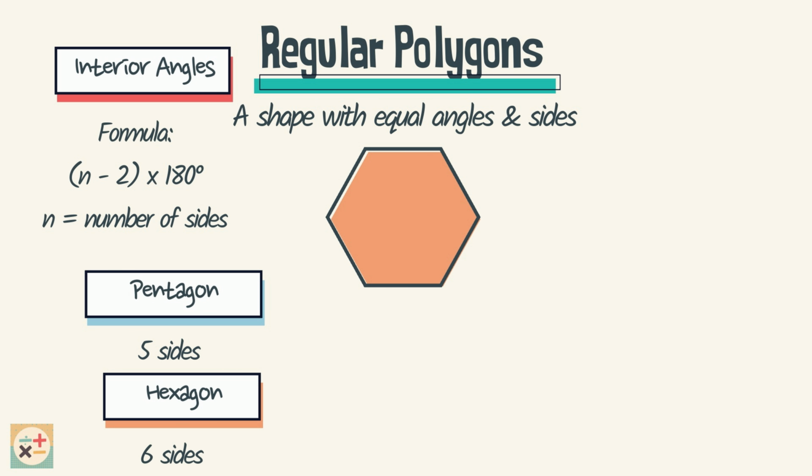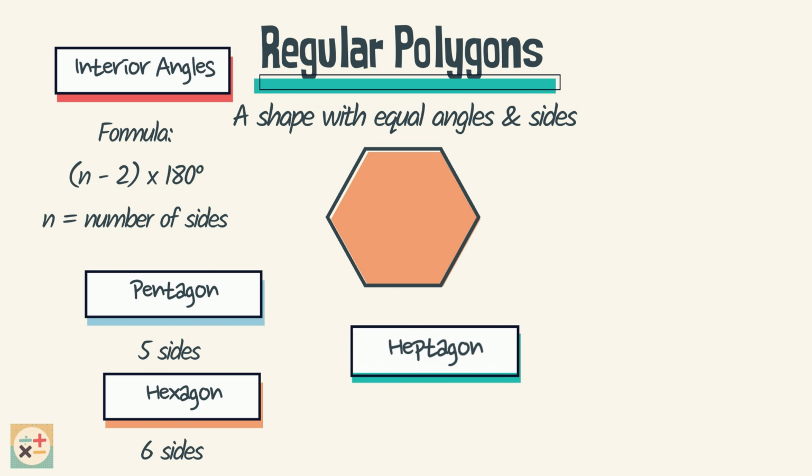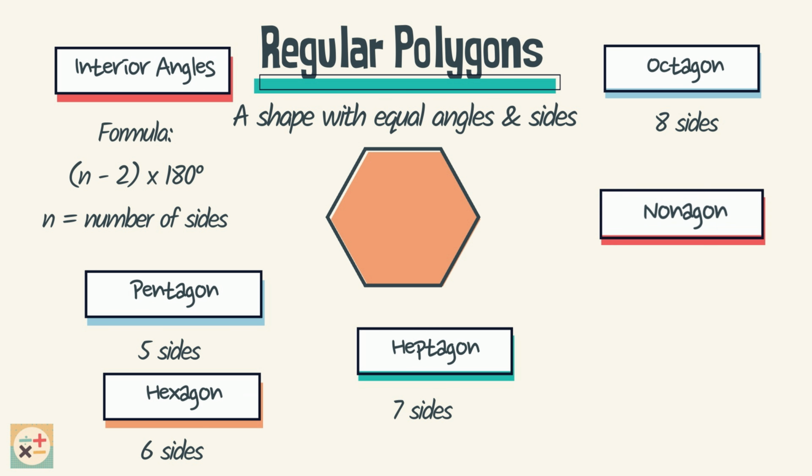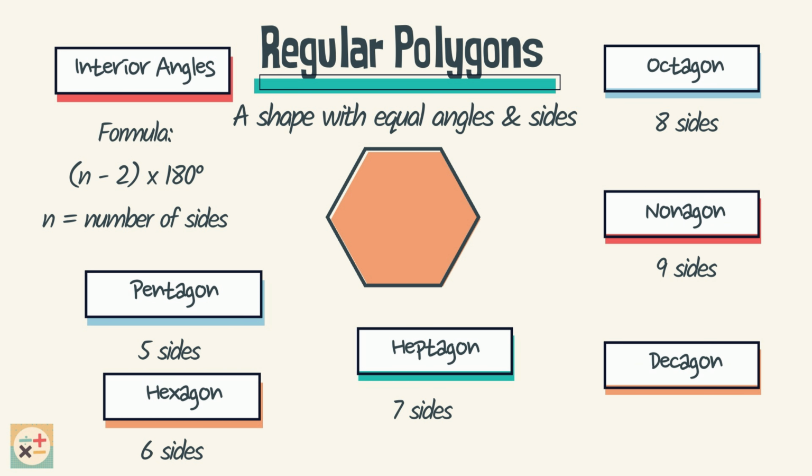Hexagon equals 6 sides. Heptagon equals 7 sides. Octagon equals 8 sides. Nonagon equals 9 sides. Decagon equals 10 sides. For regular polygons, all sides are equal, all interior angles are equal, and all exterior angles add up to 360 degrees.